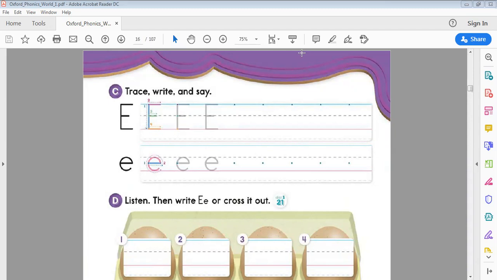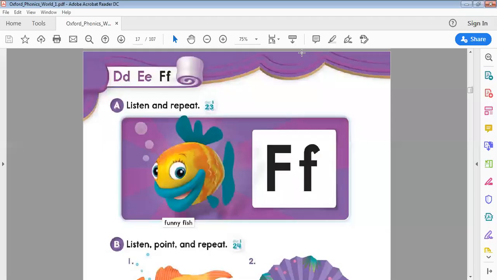So let's now go down a little bit. Now we're gonna start with letter F. This is letter F. Uppercase F, lowercase F. And the sound is F.